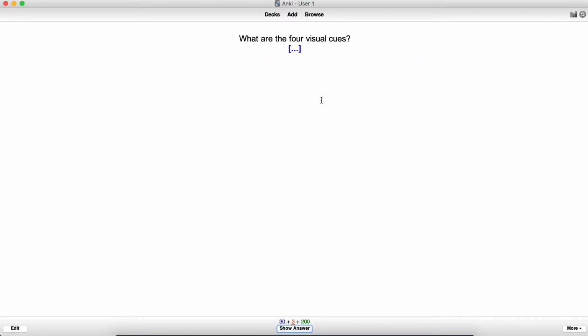Color, form, motion, and shape. Depth. Color, form, motion, constancy, depth.